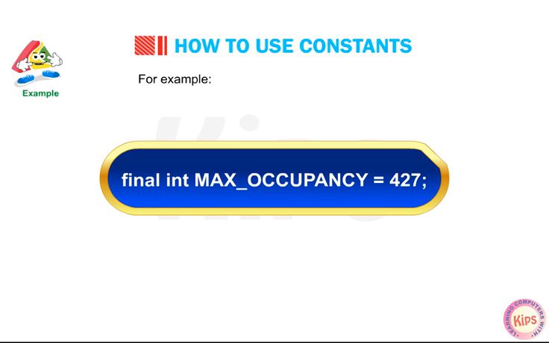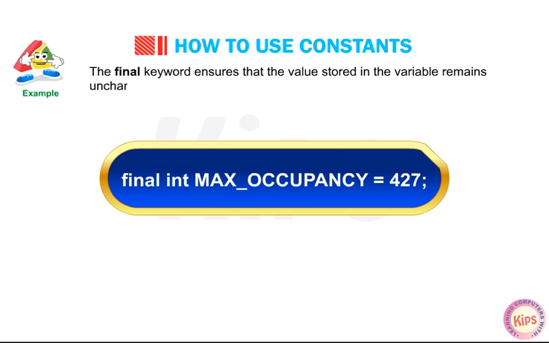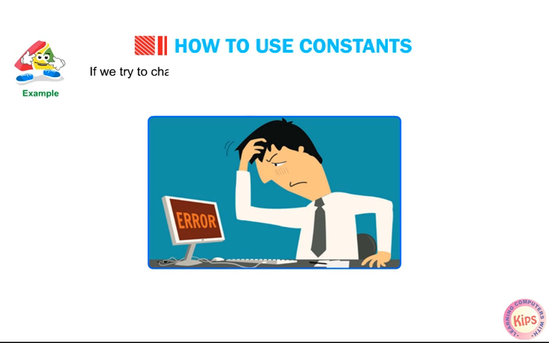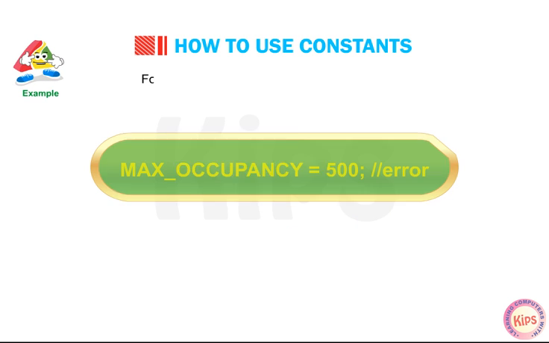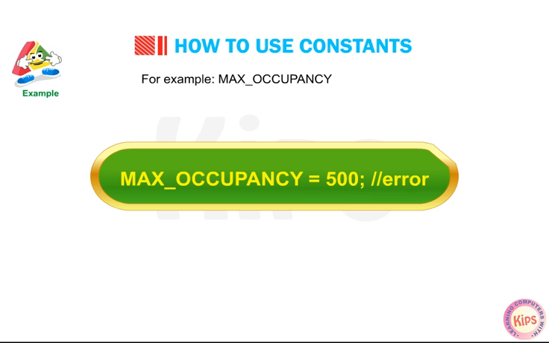For example, final int MAX_OCCUPANCY = 427; The final keyword ensures that the value stored in the variable remains unchanged during the execution of a program. If we try to change the value of this constant, the compiler raises an error during compilation. For example, MAX_OCCUPANCY = 500; // error.